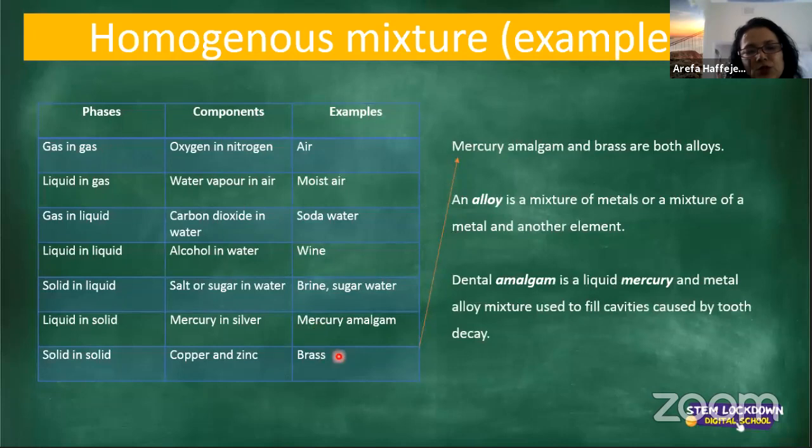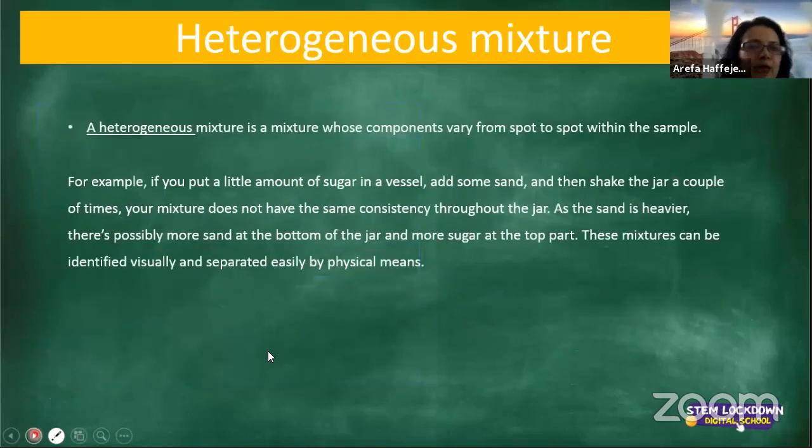Now, these two examples, mercury amalgam and brass, are both called alloys. An alloy is a mixture of metals, or a mixture of a metal with another element. Dental amalgam is liquid mercury and a metal alloy, and it is used to fill cavities caused by tooth decay.